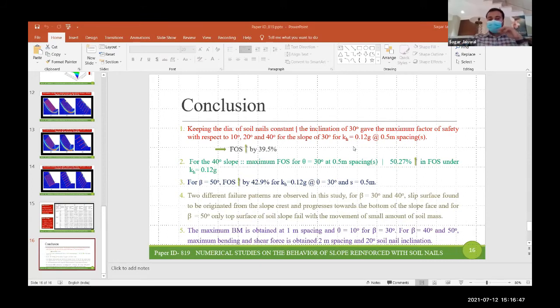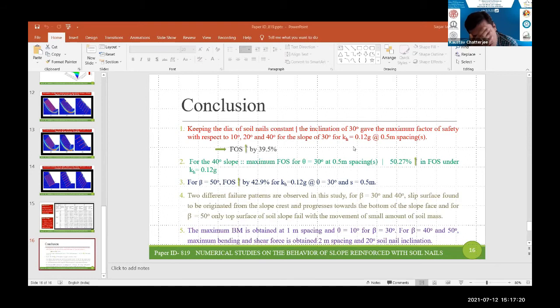For this second conclusion, there's an increase of 50.27% in factor of safety with respect to static condition. So you mean to say that seismic condition is good? No, sir. Even after applying the soil nailing, in seismic condition, the factor of safety increases than that of the unreinforced condition at static condition.